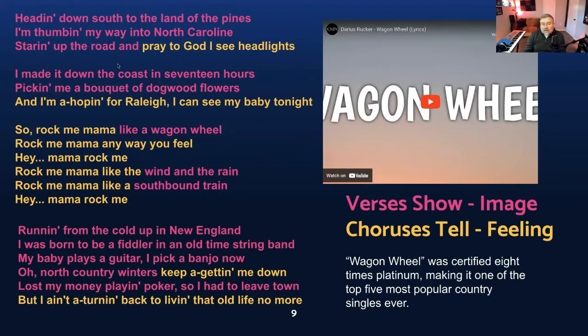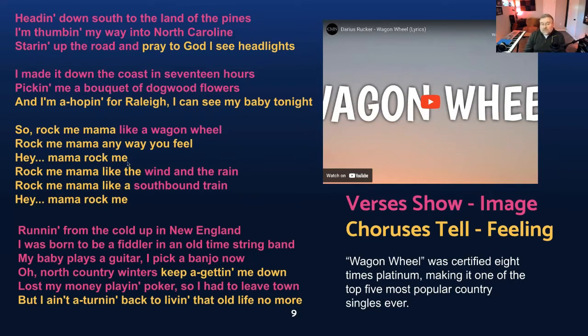When we get to the chorus, it's almost all telling, right? So rock me, mama. That's not really a visual, that's more of a telling. Like a wagon wheel, there's a visual. Rock me, mama, any way you feel, that's telling. As you can see, verses are much more pink than the chorus. So that's where the chorus becomes the telling part, the big why of the song.